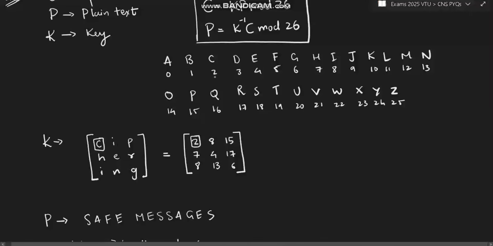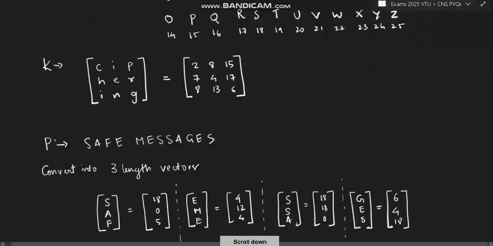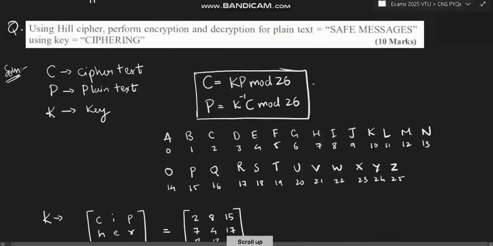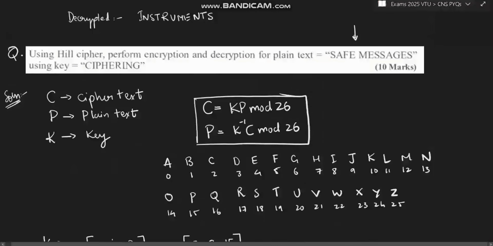Like C is 2, right? So we write 2 here. I is how much? It is 8, so we write 8 here, and so on. We are ready with the K. The next step is to write the P, which is the plain text. We always convert plain text to ciphertext.